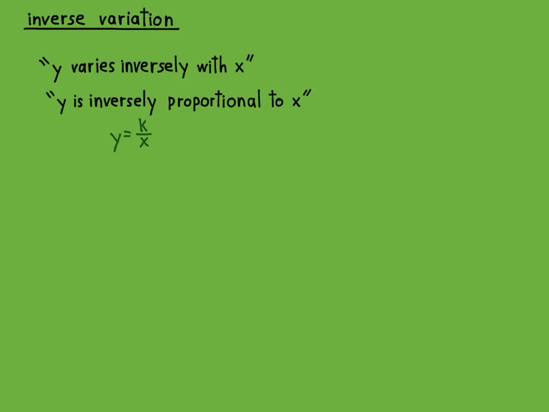So notice k is still in the numerator. K is always in the numerator. And it just means that you divide k by x instead of multiplying k by x. So anytime you see inversely, the stuff following the inversely goes in the denominator. But remember, k stays in the numerator.